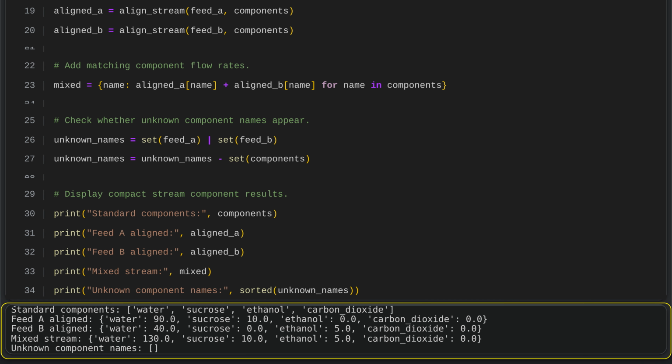This script standardizes two chemical feed streams against a fixed component list: water, sucrose, ethanol, and carbon dioxide. It fills in missing components with zero flow, combines the streams by adding each component's flow rate, and reports the final mix stream. It also flags any components in the original feeds that are not part of the standard list.